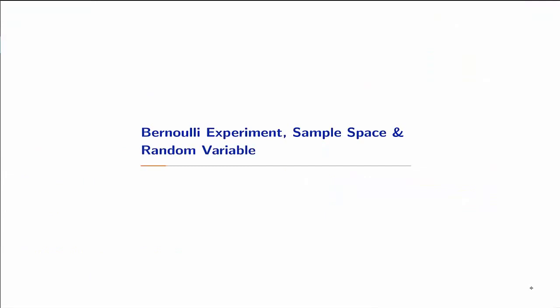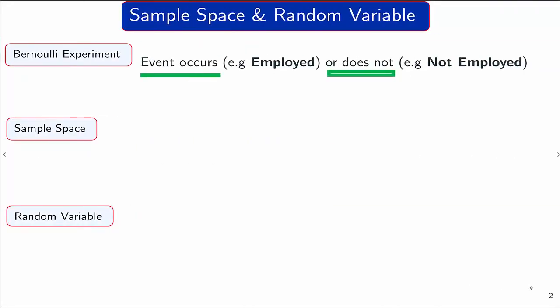We'll begin by defining what a Bernoulli experiment is, and then two key concepts in probability, the notion of a sample space and a random variable. So the Bernoulli experiment is very simple. It's some random outcome where an event occurs or it doesn't occur. So for example, whether someone's employed or they're not employed, whether it rains or it doesn't rain.